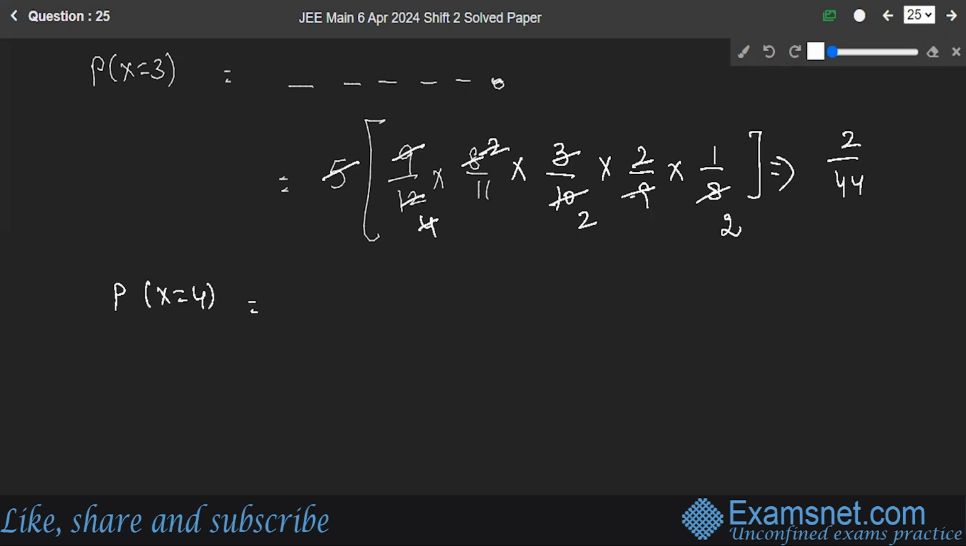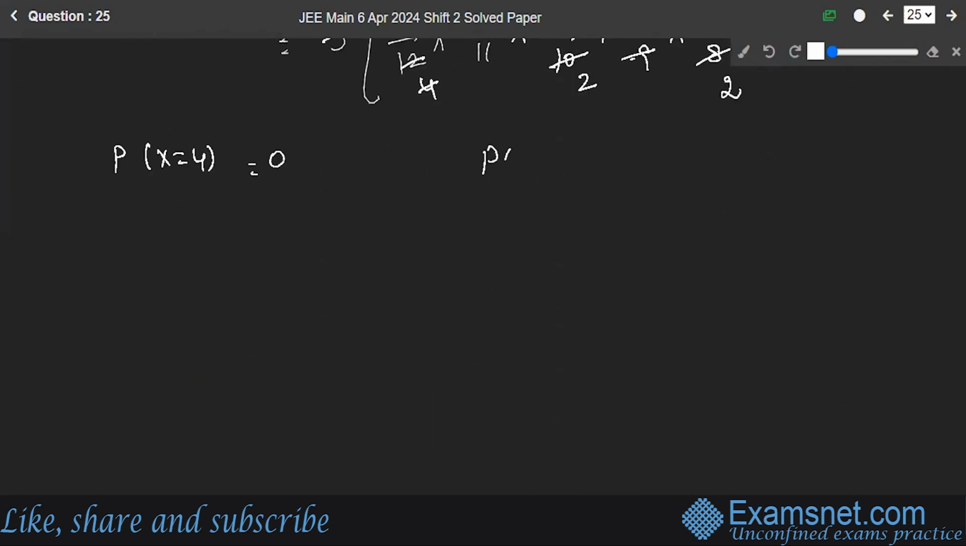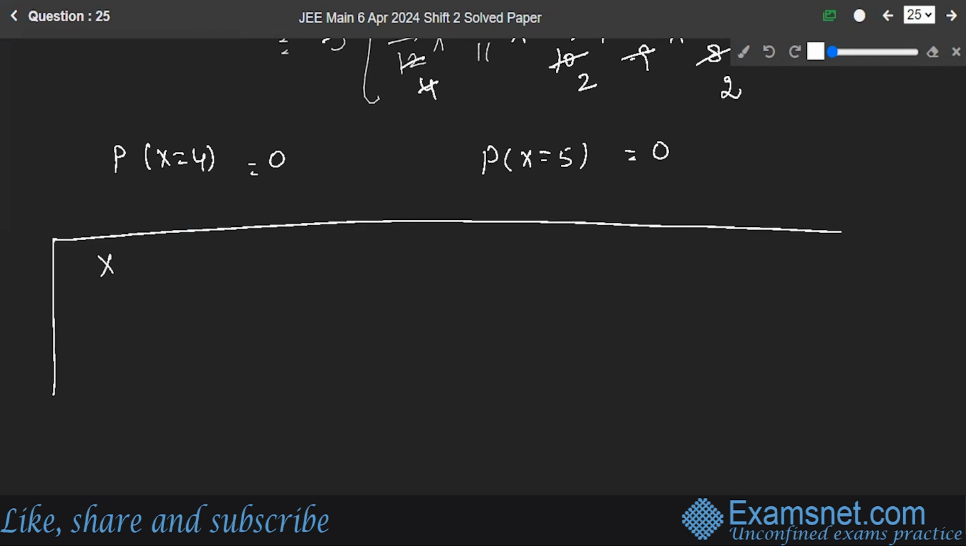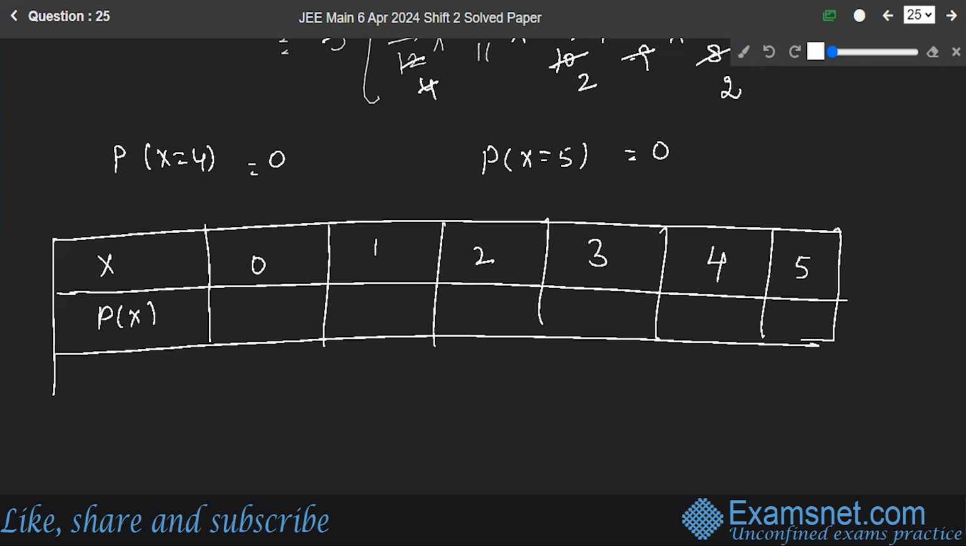Now, the probability that you got 4 defective items is not possible. There are only 3 defective items, so this is equal to 0, and 5 defective items is also equal to 0. So let's make the chart now. This is your X and P(X): 0, 1, 2, 3, 4 and 5. So this is equal to 7 upon 44, 21 upon 44 and 14 upon 44, then 2 upon 44, 0 and 0. Next, x square.